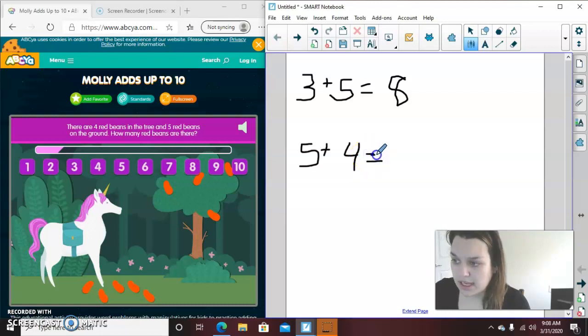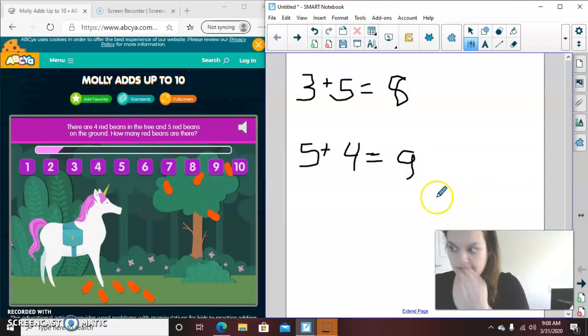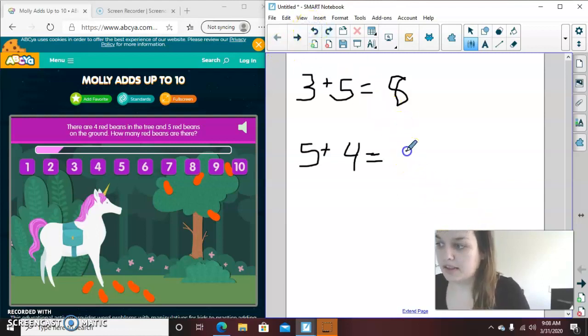Remember that equal sign. So our part plus our part equals our whole. So we have to count everything all together. Here we go. 1, 2, 3, 4, 5, 6, 7, 8, 9. And you can always check on your fingers too. So watch. Oh boy. Here we go.